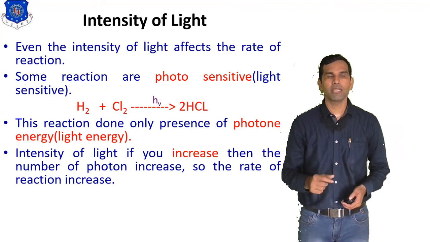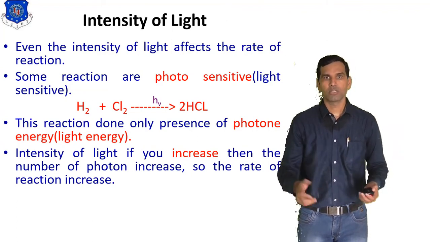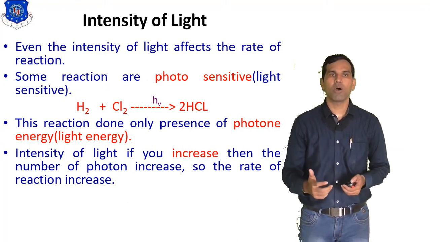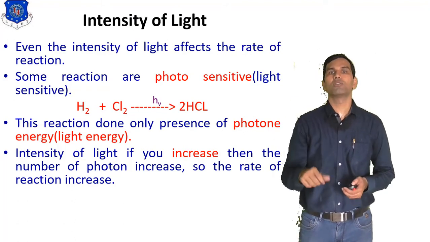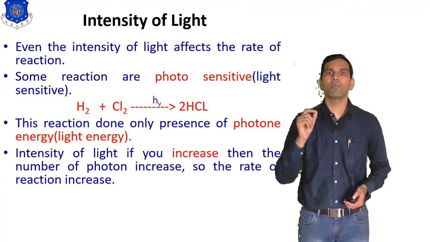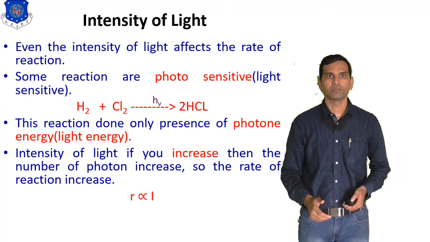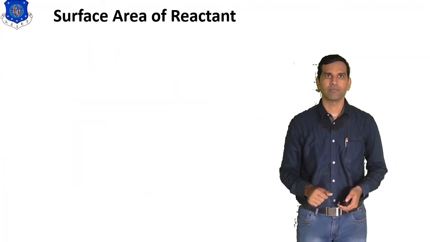If you increase the intensity of light, then the number of photons increases. So the rate of reaction is increased. That means the intensity of light is directly proportional to the rate of reaction. As we increase the intensity of light, the rate of reaction increases. R is proportional to I.